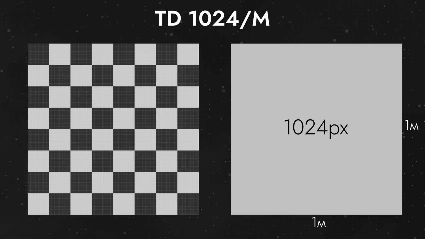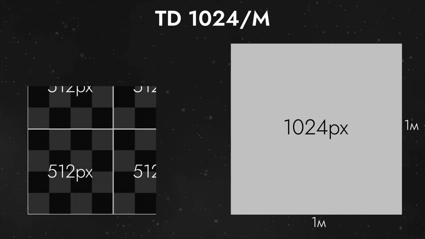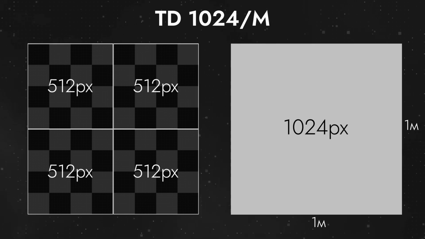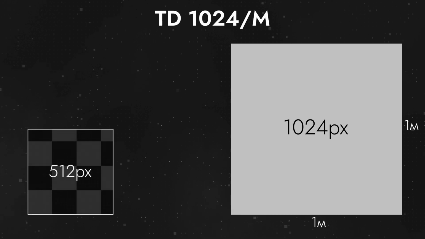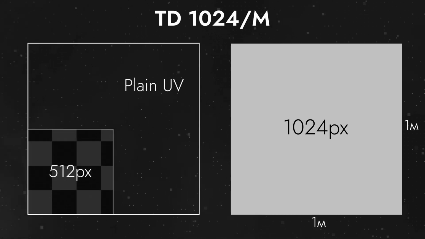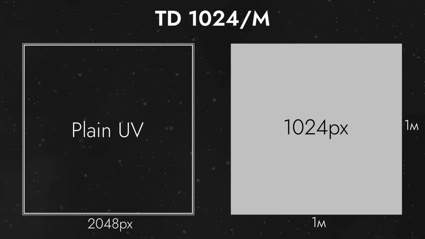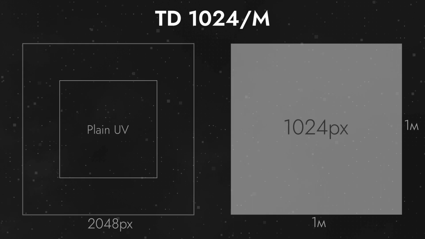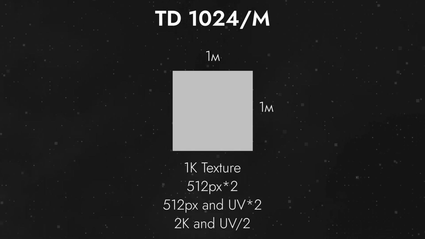The most obvious and correct solution would be to use a 1K texture. However, this solution is not the only one. You can take a 512 pixels texture and set it tiled to 2. That way, it's duplicated 4 times and becomes a 1K texture. Or you can take the same 512 pixels texture and increase the UV map by 2 times. That way, it will take up 4 UV squares. Or you can take a 2K texture and reduce the UV map by 2 times. All these methods are correct, and the one you should use depends on the texture resolution available to you.